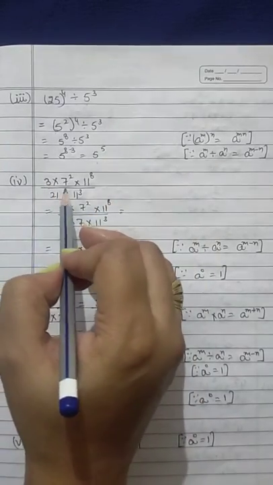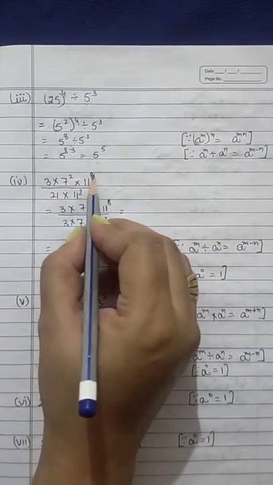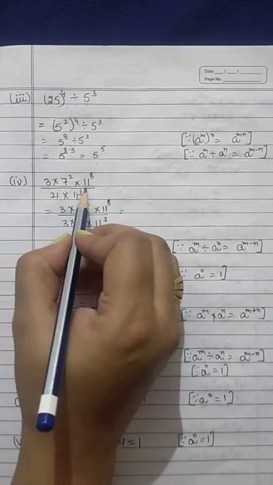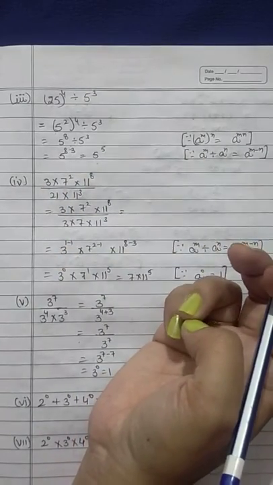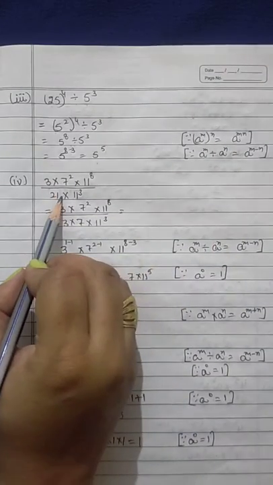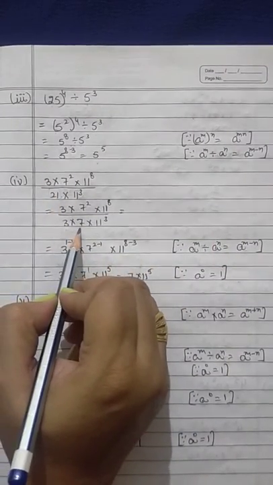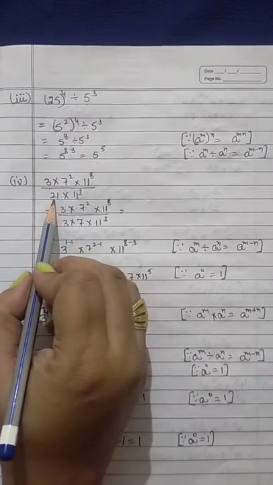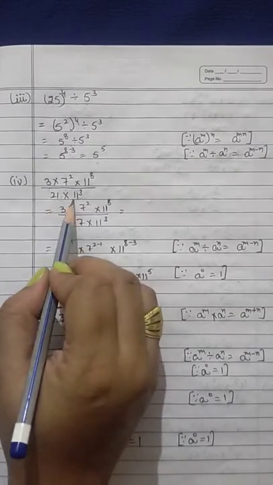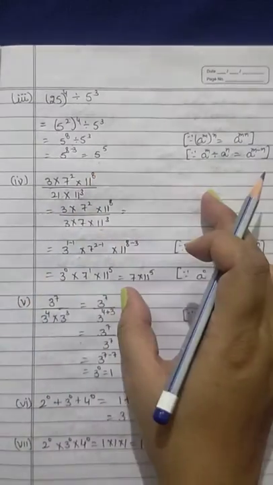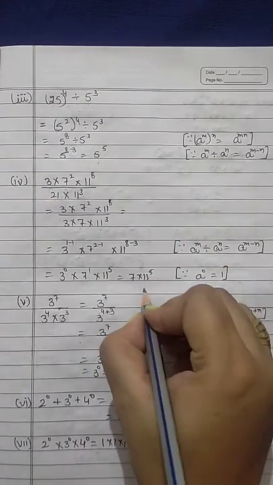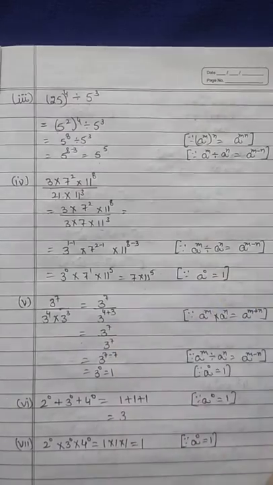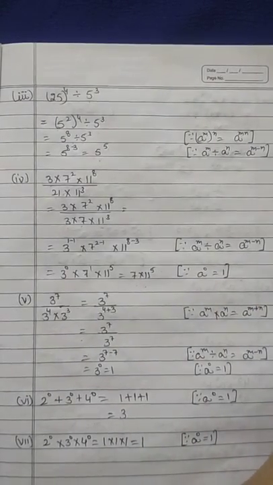See, this one 3 multiply 7 raised to power 2 multiply 11 raised to power 8. As these bases are prime numbers already, we can't convert them again into prime numbers. But here 21 can be represented as 3 multiply 7. Fine. So convert this 21 as 3 into 7 and this one will be as it is, and you can solve it and you will get your answer at the end as 7 into 11 raised to power 5. So let's move to the next part here.